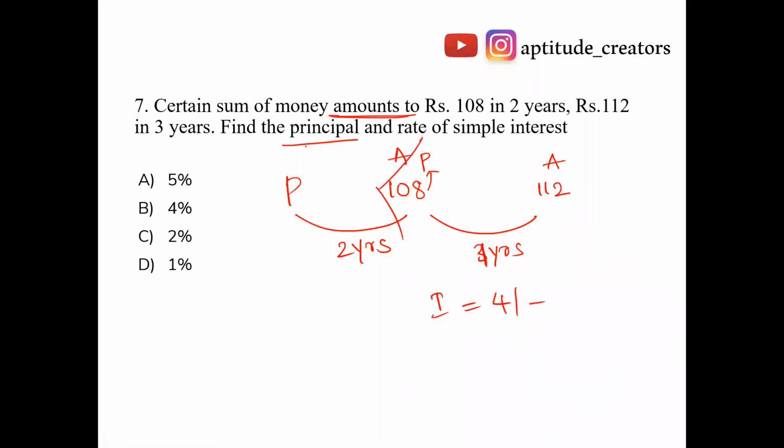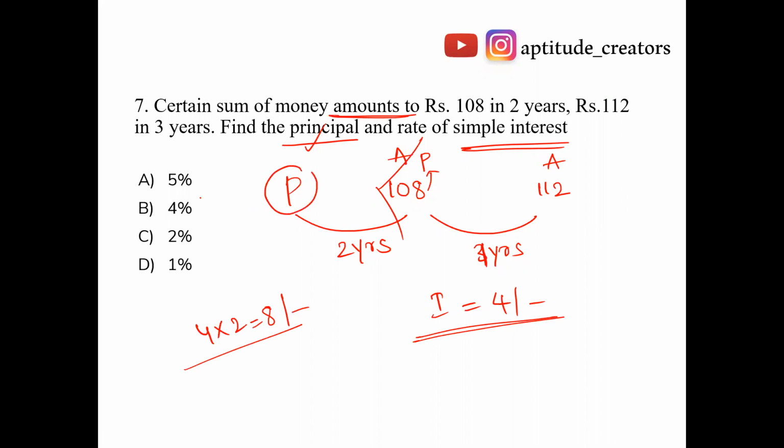The person is asking for the principal as well as the rate of interest. Correct. Now, if 1 year interest is equal to 4 rupees, what about the interest for 2 years? 4 into 2 is equal to 8. Why am I calculating for 2 years? Because I have to know what the principal is. The amount is given as 108 rupees. Here I have to calculate the principal. Correct. Now here, for 2 years, 8 rupees is the interest and the amount is 108. Interest for 2 years is 8 rupees.